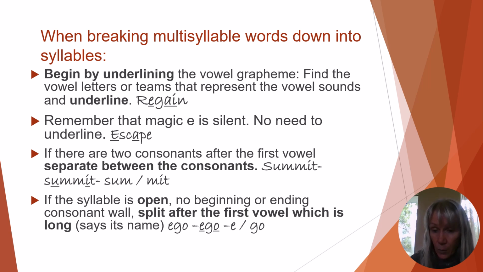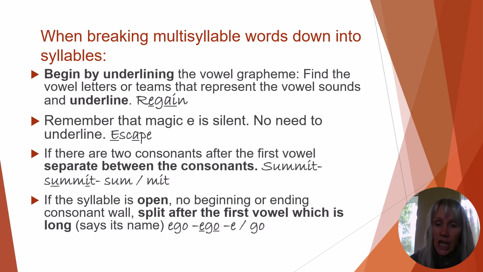If the syllable is open, and an open syllable, remember, has no consonant wall at the beginning or no consonant wall at the ending, those vowels tend to say their own name. And that is important because if that first vowel says its own name, I will separate right after the first vowel sound. If it was a short vowel and it wasn't saying its own name, I would not separate after the vowel. A syllable must have a vowel sound, and it can only have one vowel sound. So E can only stand on its own if it is a long vowel sound.